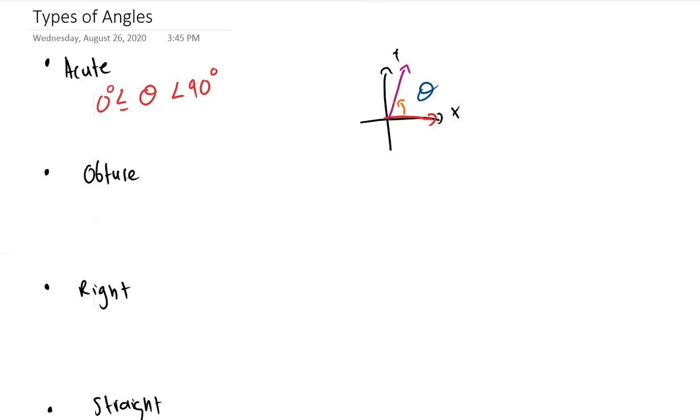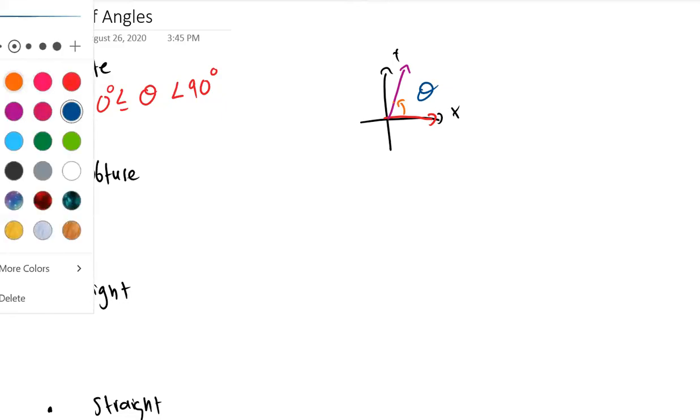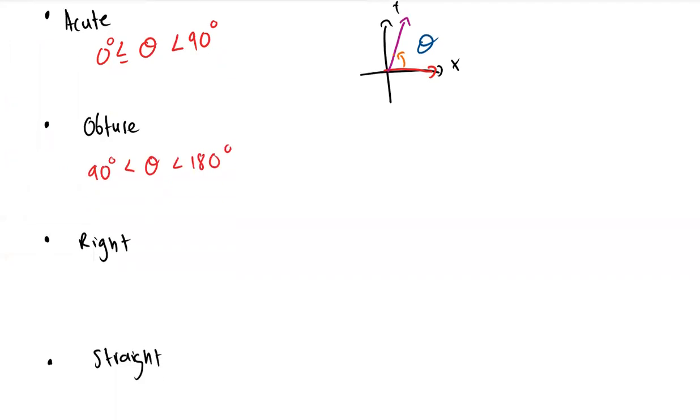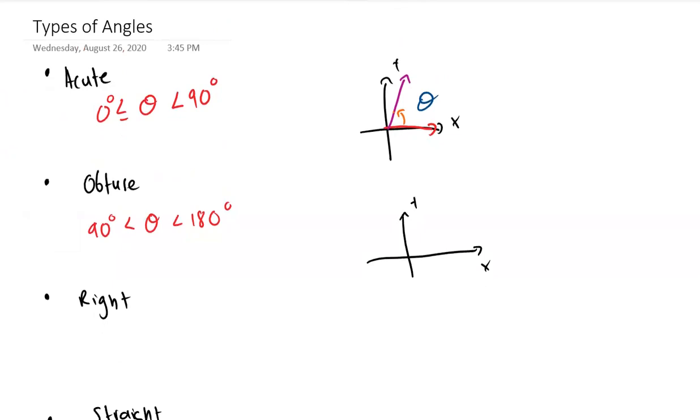Now an angle that's obtuse is an angle that's between 90 and 180 degrees, not including these angles. Again, you can draw a very easy picture of this. Everything I'm drawing here is in standard position, which is what we're going to be doing all of the time unless stated otherwise.